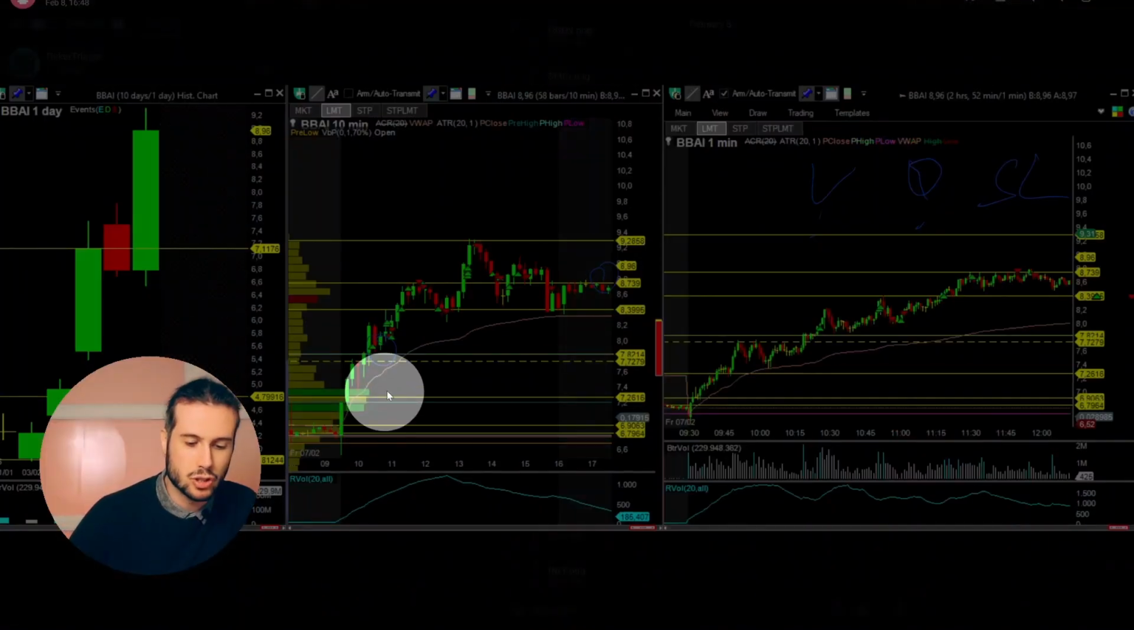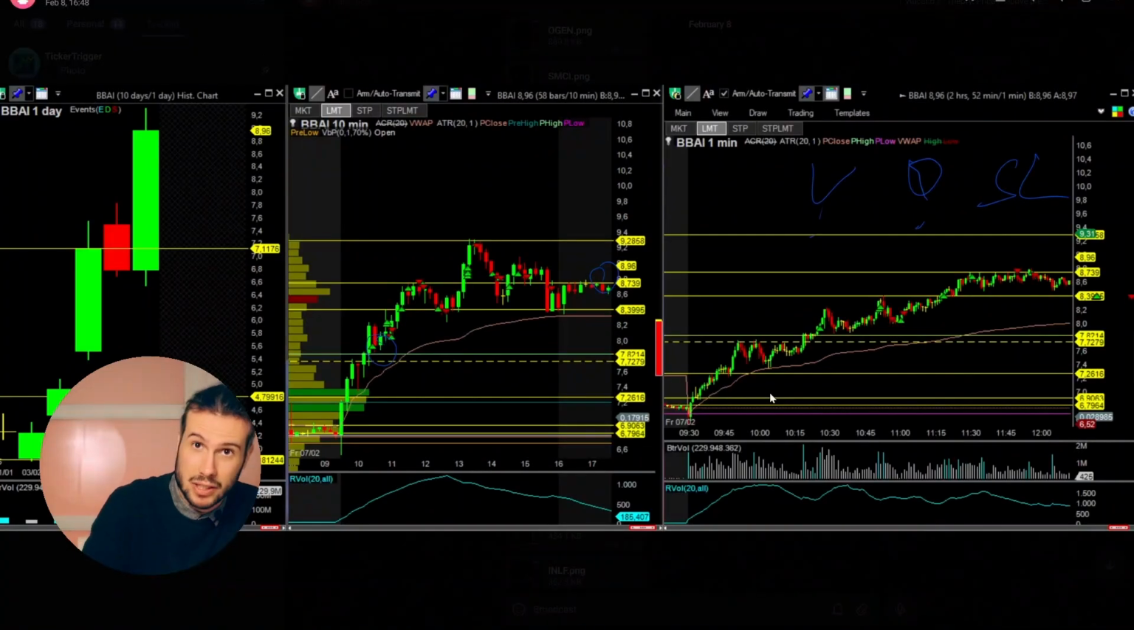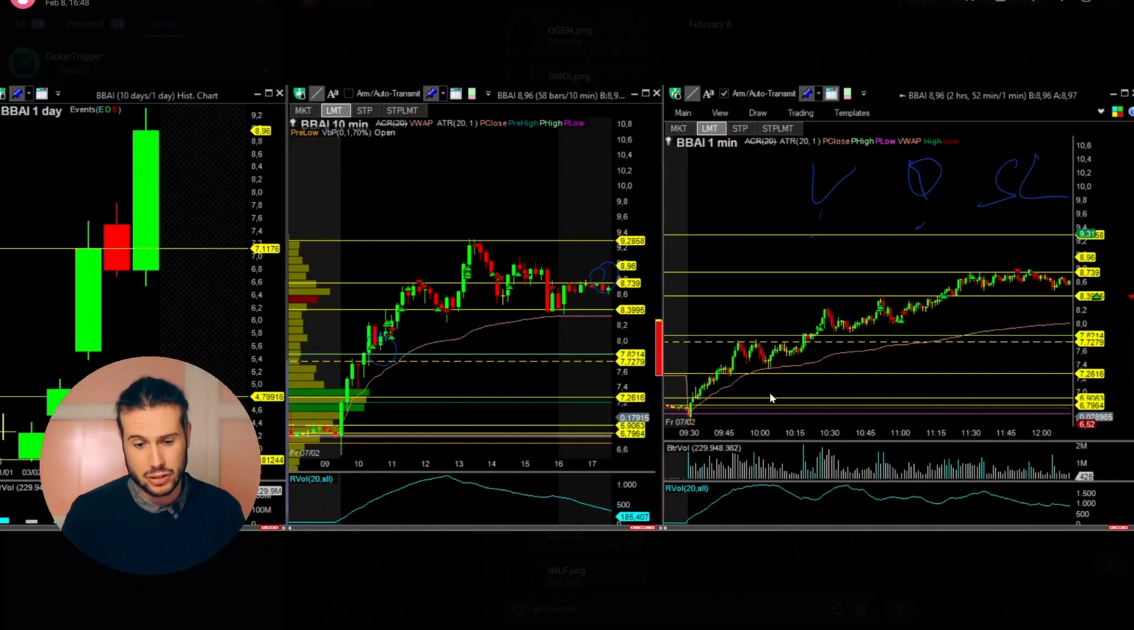The VWAP on my 10-minute chart is different from the VWAP on my 1-minute chart. On the 10-minute chart, I've anchored it to the open of the pre-market session, and on the 1-minute chart, I've anchored it to the open of the trading day.